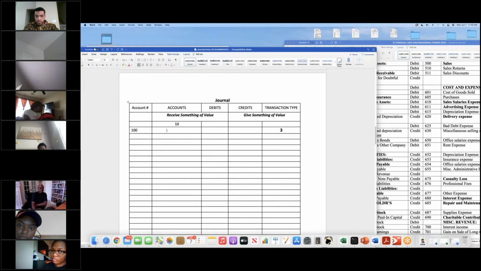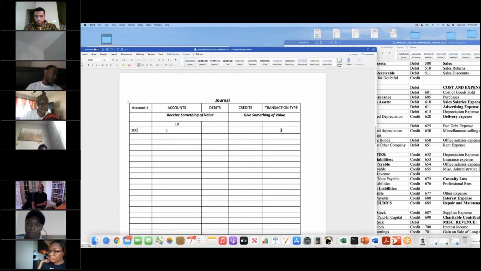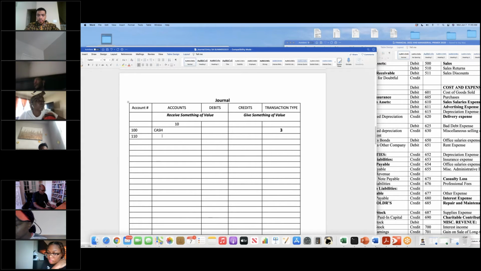I think so. We're debiting cash. So it should be debiting cash and crediting what? Accounts receivable. What's our amount? 75,000.